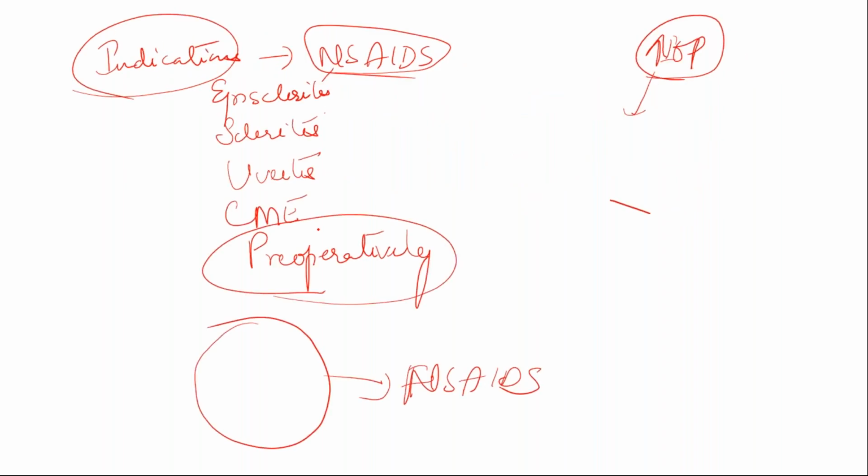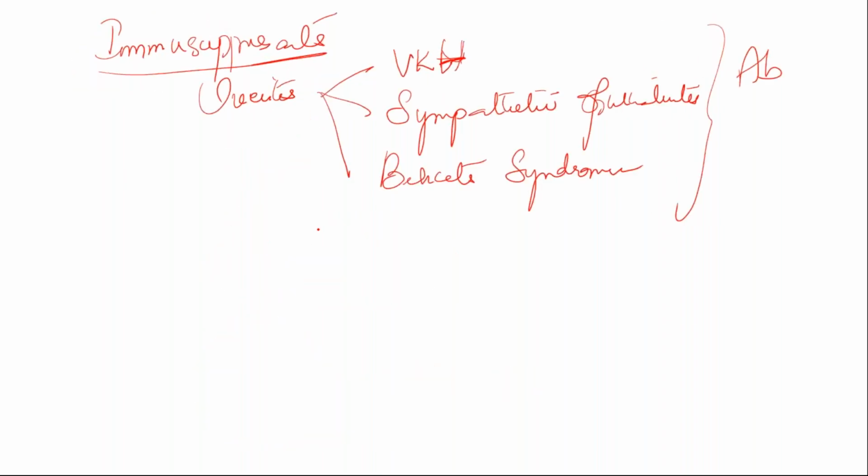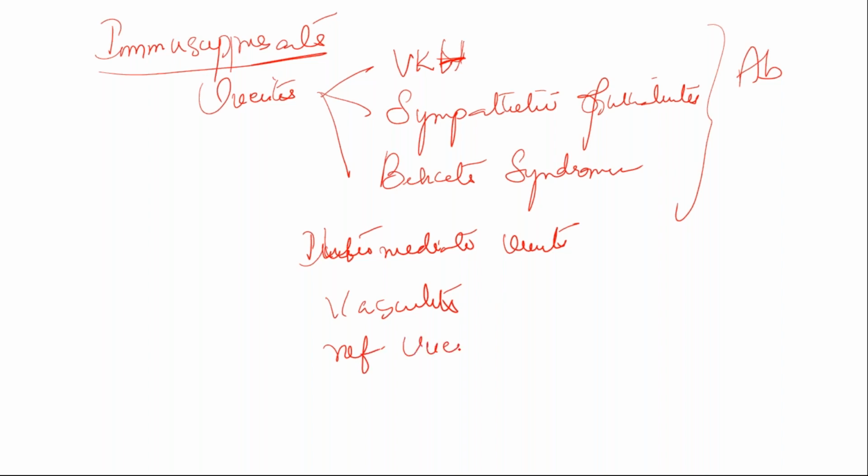Okay, so there are some relative indications where we are supposed to give immunosuppressants, like intermediate uveitis, any vasculitis like retinal vasculitis, like Eales disease for example. Okay, any refractory uveitis, we'll go with immunosuppressants. These are relative indications. Okay, these are absolute indications, must, and these are relative indications. These are related to uveitis.